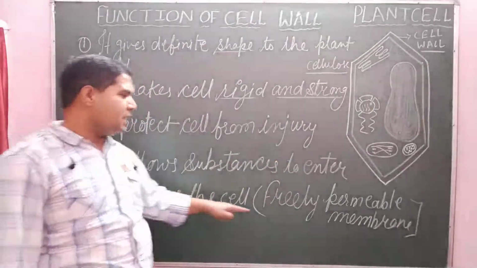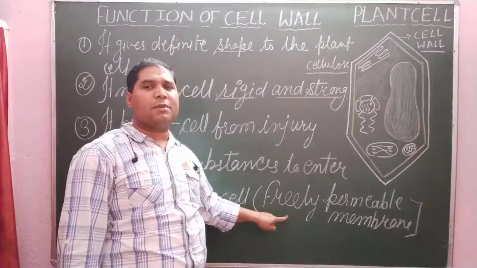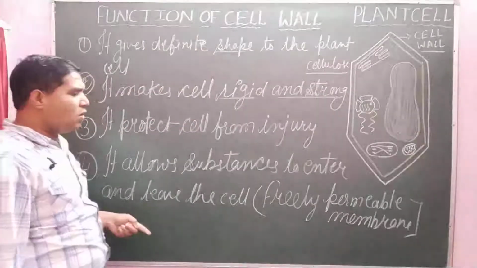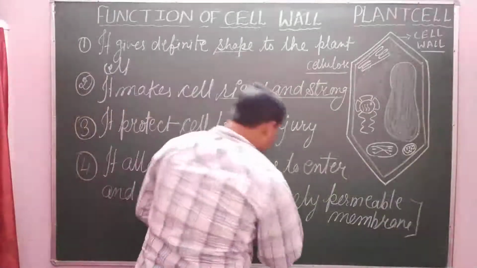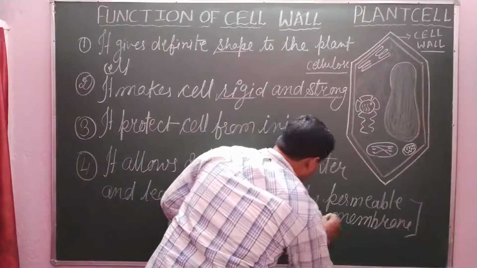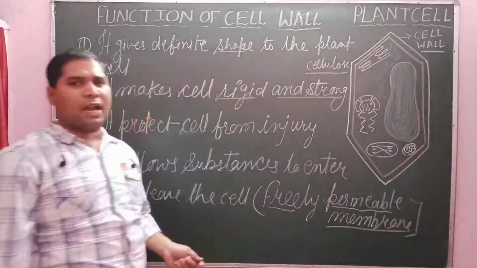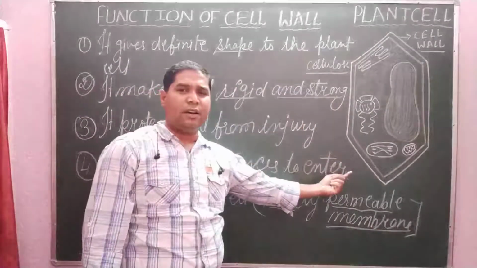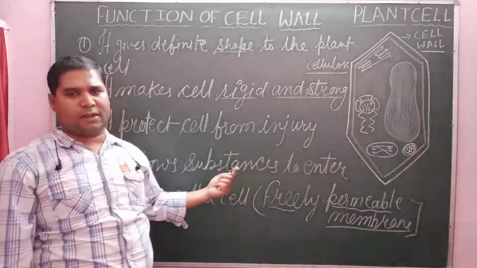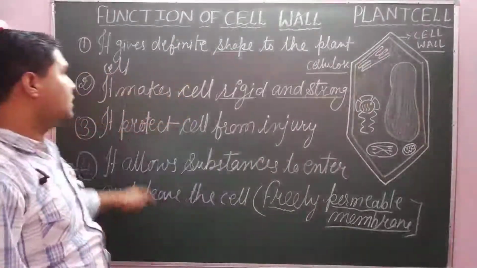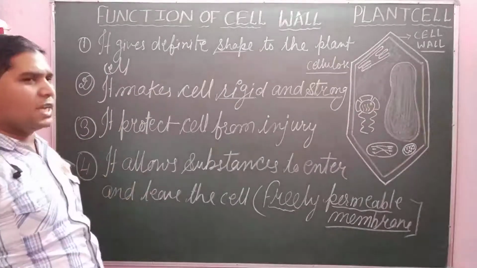Due to that, it is known as a freely permeable membrane. So another name of the cell wall is freely permeable membrane, dear student. It is known as a freely permeable membrane because it allows substances to enter and leave the cell. So, dear student, this is the function of the cell wall.